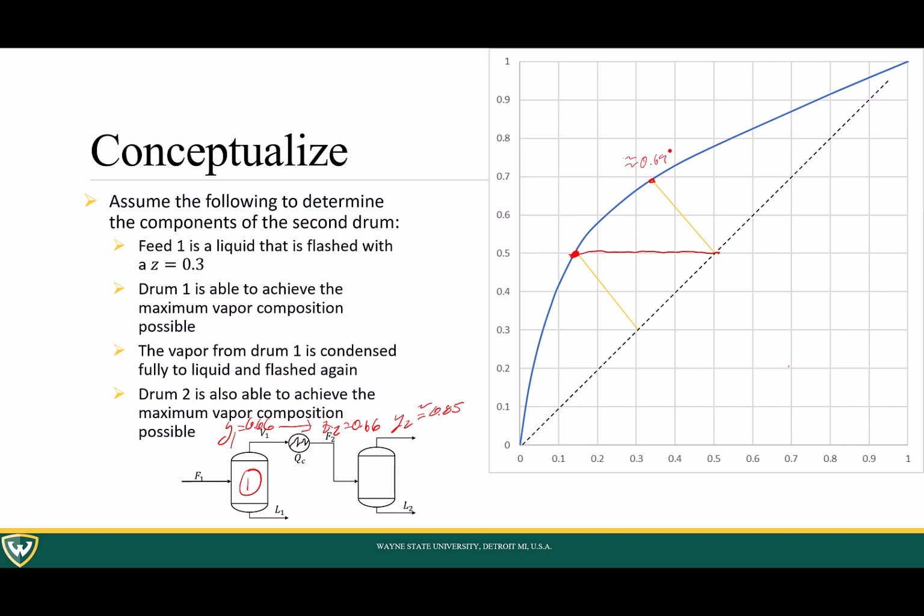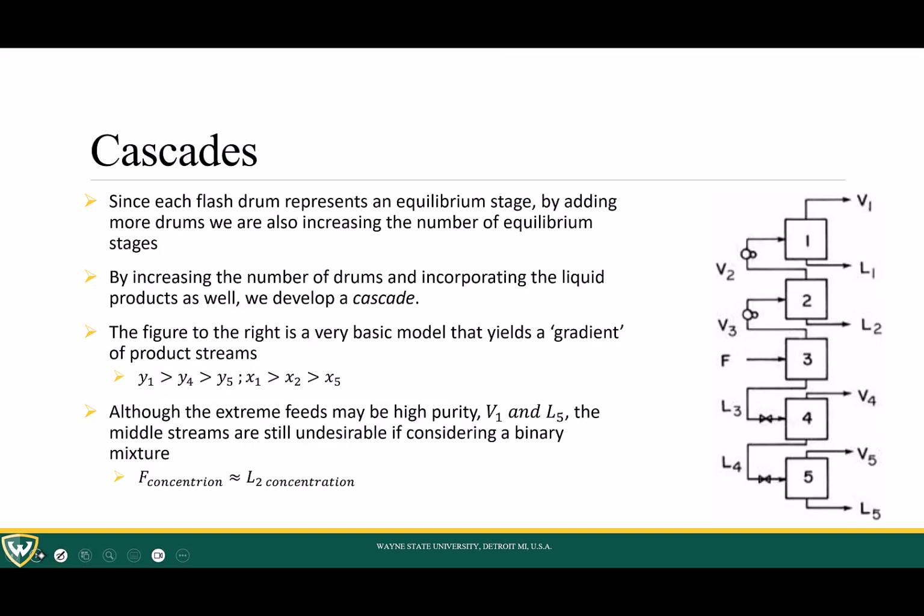So that's a process that we can do to achieve a further degree of separation, which is just using flash drums in series. And so what we can do is take these flash drums and connect them into what's called a cascade.